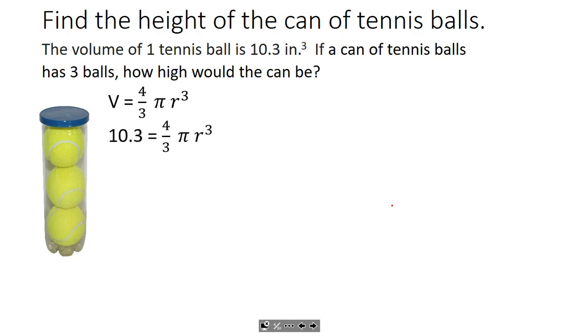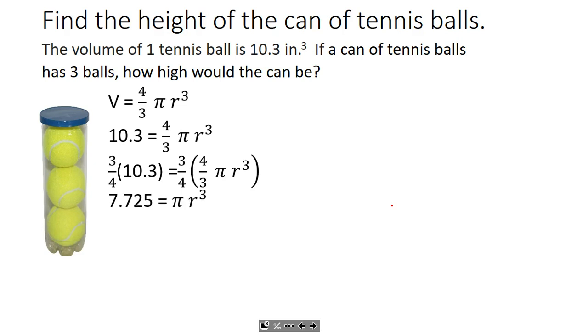So we're going to work through this here, put our 10.3 where our volume is. Then we're going to multiply both sides by 3/4 to get rid of the 4/3. That's going to get us here. Then we have to divide both sides by pi. When we do that, we get 2.46.